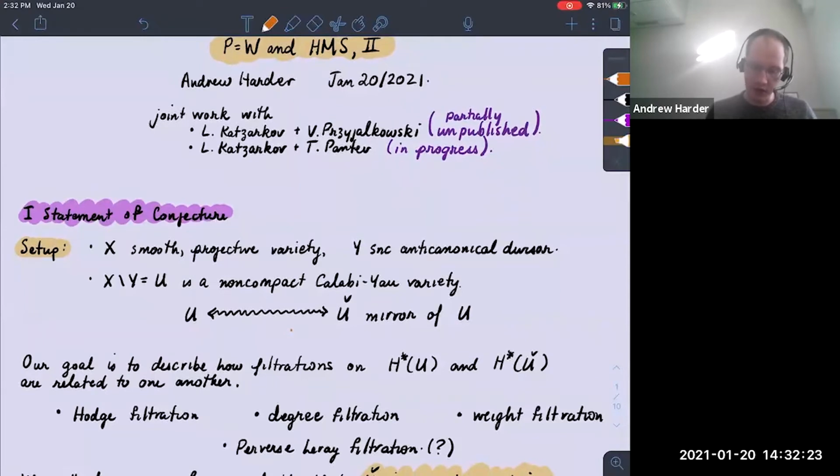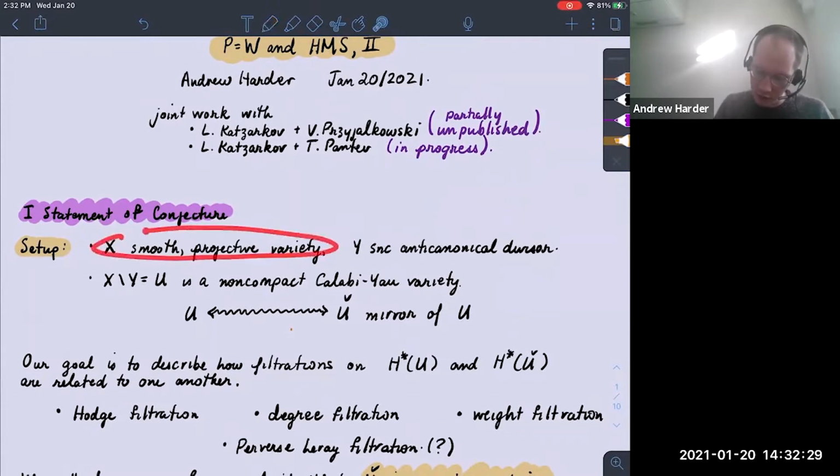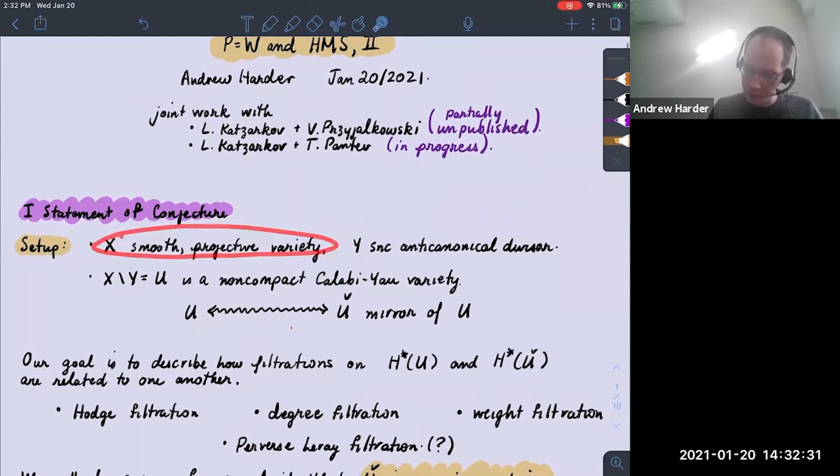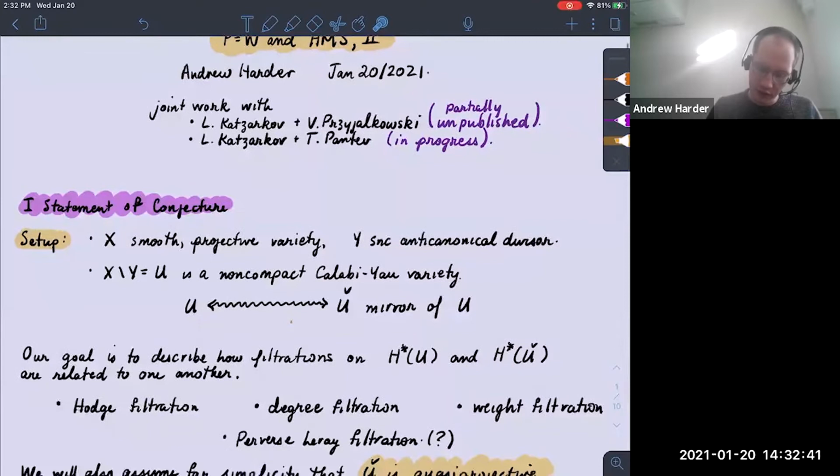So the basic setup is the following. I'm going to start with a smooth projective variety, this is my X here, and a simple normal crossings anti-canonical divisor, that's going to be my Y. This is also going to be a reduced anti-canonical divisor. So in this situation, the complement of Y in X, which I'll call U, is a non-compact Calabi-Yau variety.